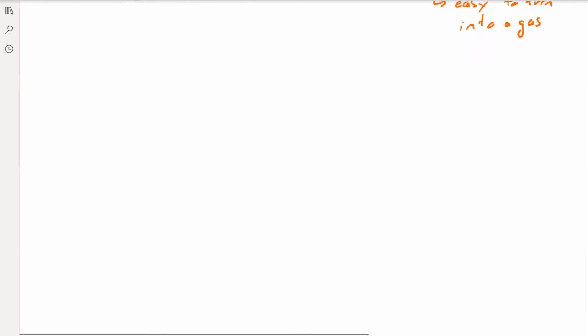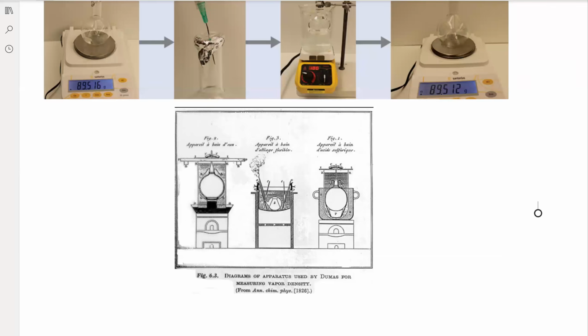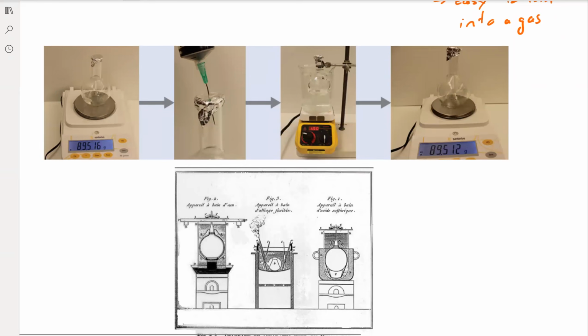You can use this one, which is called the Dumas method. I'm not sure if I'm pronouncing that correctly, probably not. We'll do this in lab if we haven't already. Overall, it's relatively simple. You grab some kind of container, you add an excess amount of your volatile liquid in there, you heat it, and turn it all into a gas.